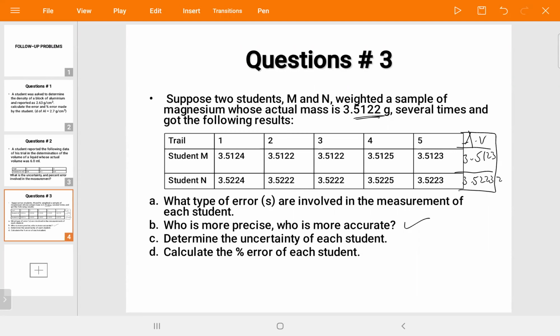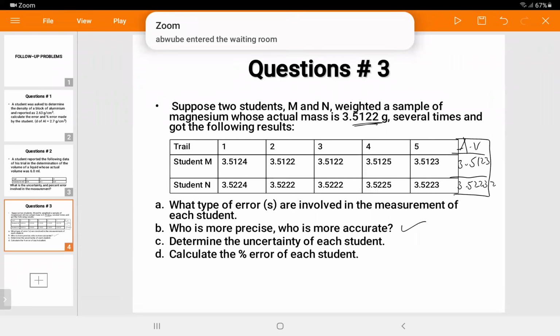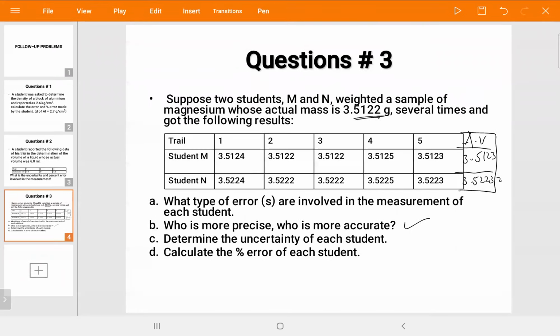Are we all clear on this? To say whether something is accurate, we calculate the average value and compare it with the true value, or the actual mass. The one closer to the actual value is accurate. Remember, an accurate value doesn't mean that the values are precise. So now, to answer the second part of the question, you have to calculate the average deviation.